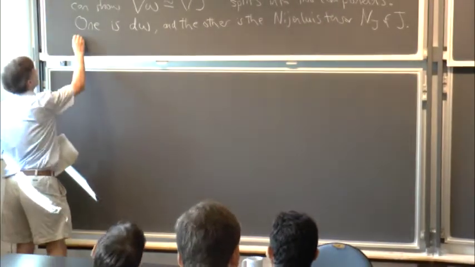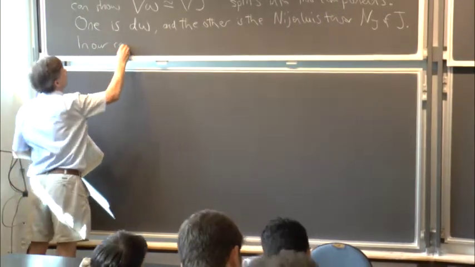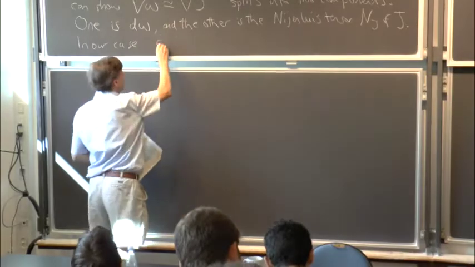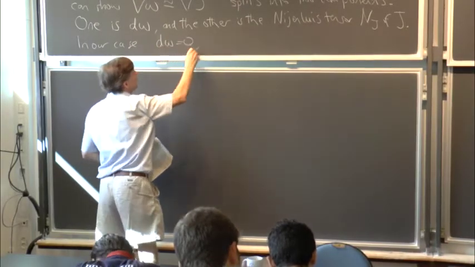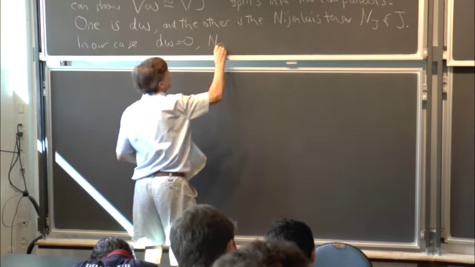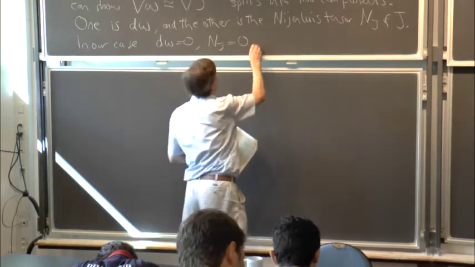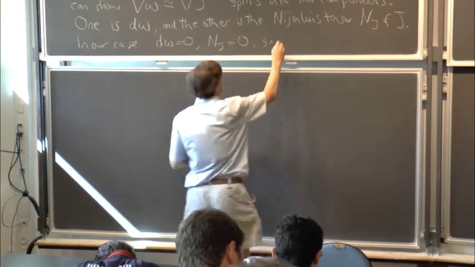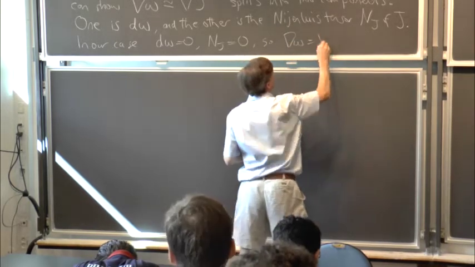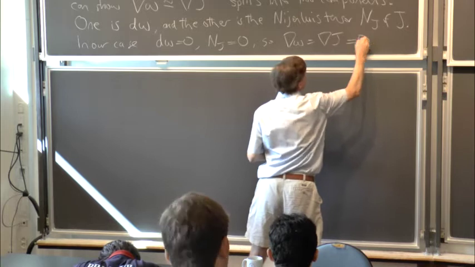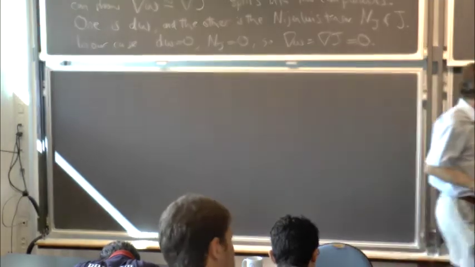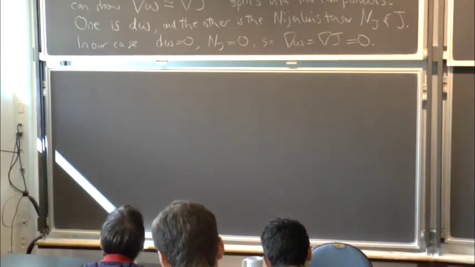But in our case, both of these components vanish. d omega equals 0 because it's Kähler, and N_J is 0 because J is a complex structure, not an almost complex structure. So therefore, nabla omega, and nabla J, is 0. That hopefully justifies the first part of the proposition.